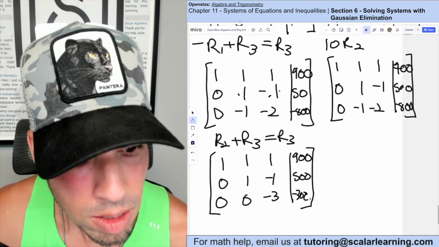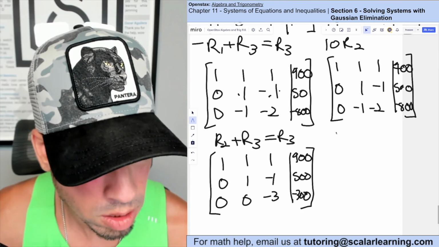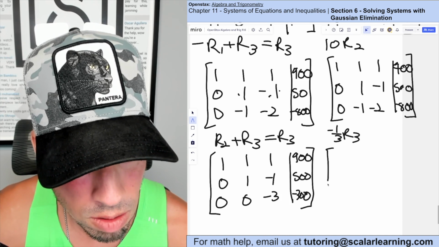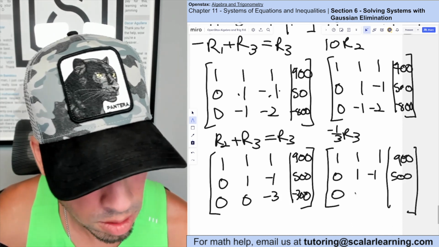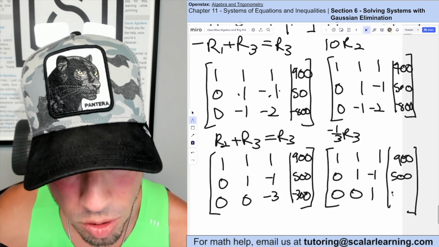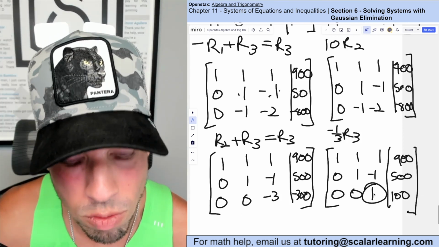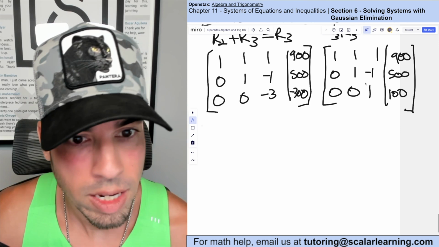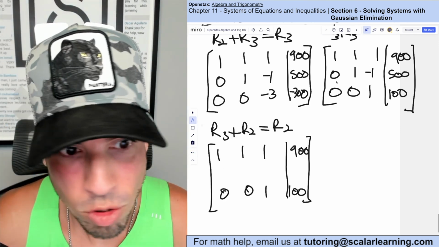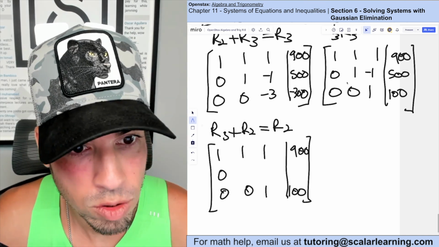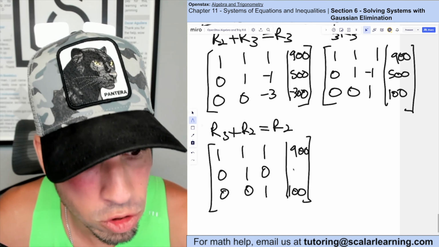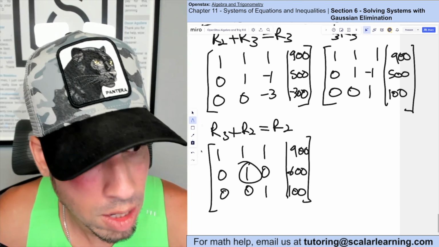Okay, great. Now we can easily flip that to a 1 by multiplying the bottom row by negative 1/3. Let's write that out. So we got that times 0 is 0, that times 0 is 0, that times negative 3 is 1, that times negative 300 is positive 100. So we know the value of Z is now 100. Okay, next I'm going to add row 3 to row 2. So we got 0 plus 0 is 0, 0 plus 1 is 1, and then 1 plus negative 1 is 0, 100 plus 500 is 600. Great. Now we got our Y value.